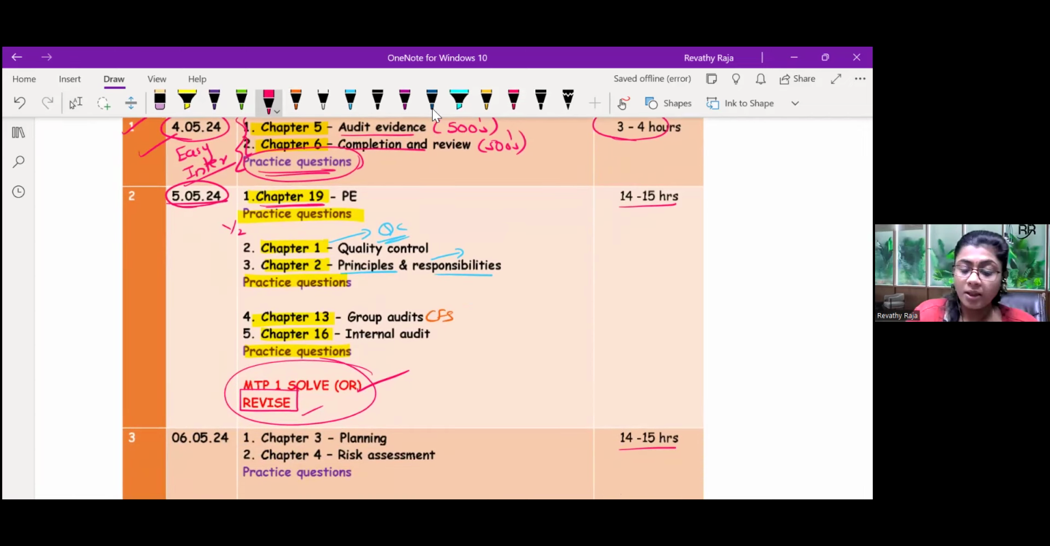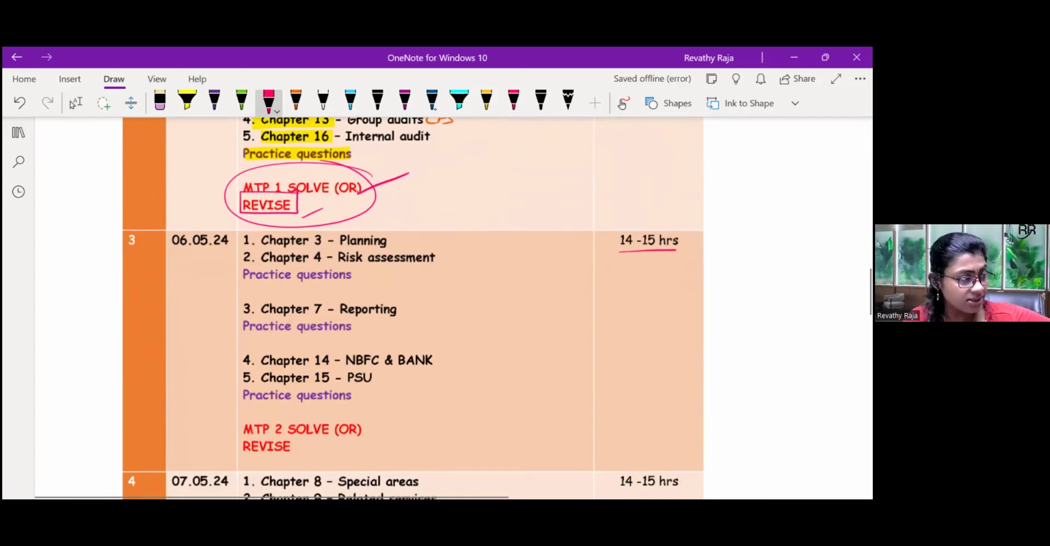Now, these 2 days are over. Next day, start fresh. Again, going to chapter number 3, which is planning, basic standards, 300 series, etc. And chapter number 4, which is risk assessment, internal control, risk-based audit, all those things. Then don't forget practice questions.